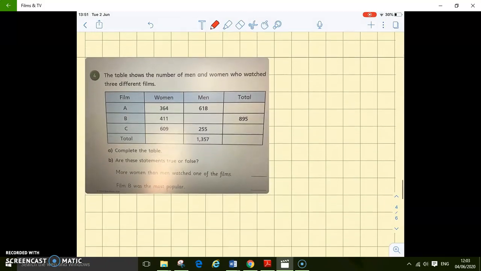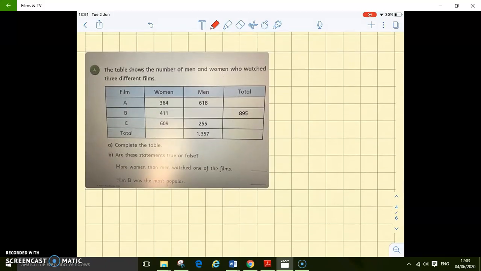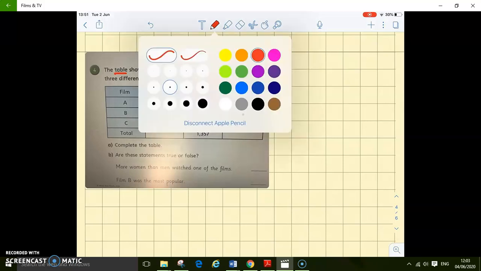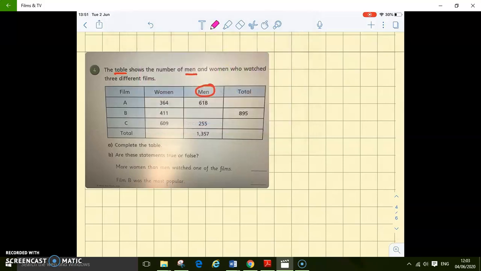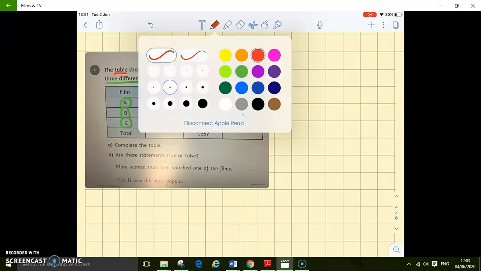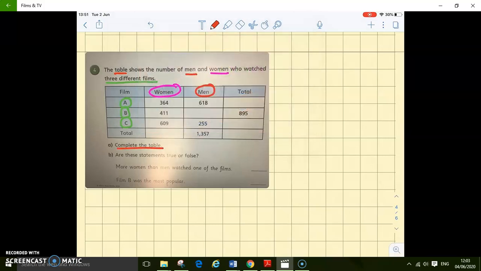So here we've got a table. And this table, we haven't got any pictures here for this data. We've just got a table. So it shows the number of men and the number of women this time who watch 3 different films. And we've got film A, film B and film C. So we haven't got a picture, so we're just going to have to interpret the table. Oh, okay, so our first job is complete the table.